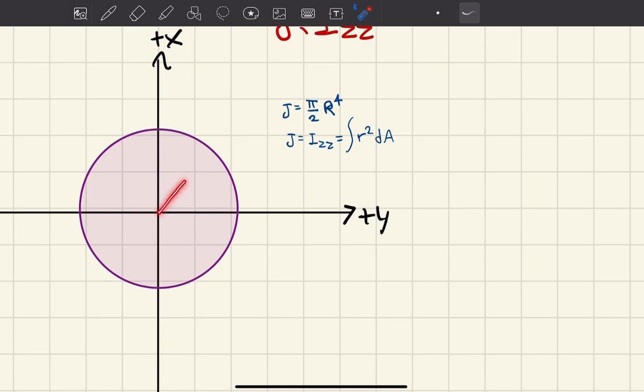Okay. If this is my area, this differential area dA, how can I represent this in a different way, right? Well, if this is theta and this is r, I can represent this differential area, and let's zoom in like this. Let's make it bigger. I can represent this differential area dA by this distance. I can make it like a small little rectangle.